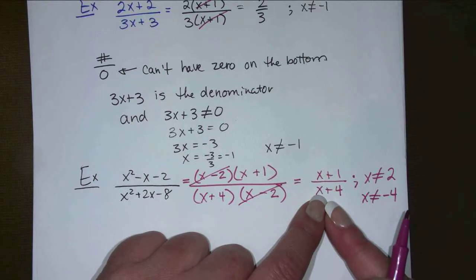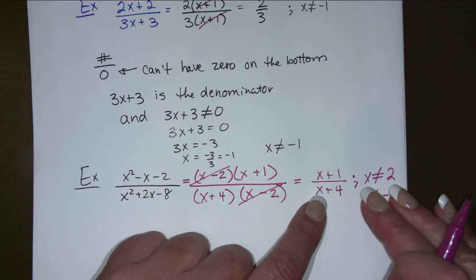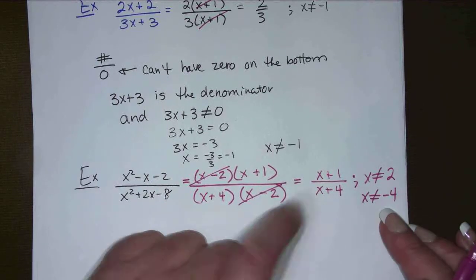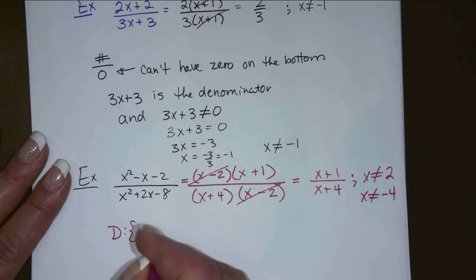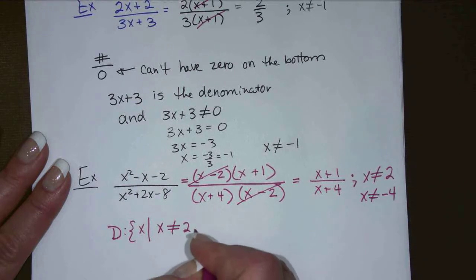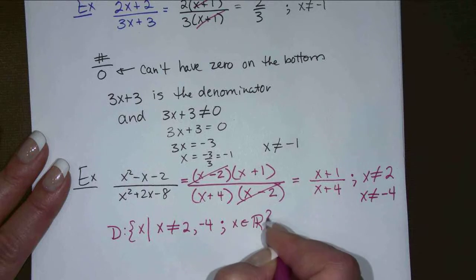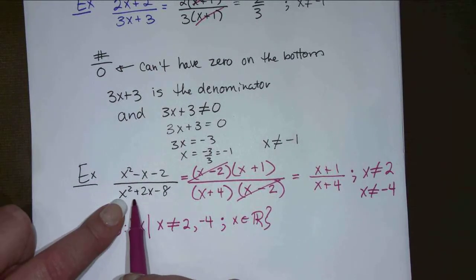It's not missing. Right? Normally you would just care about the ones you canceled out. But the domain is still the same, that we can't plug in to. So the domain here, we would say that x cannot equal 2 or negative 4, semicolon, x is an element of real numbers. So the original question has, and how do we figure that out?